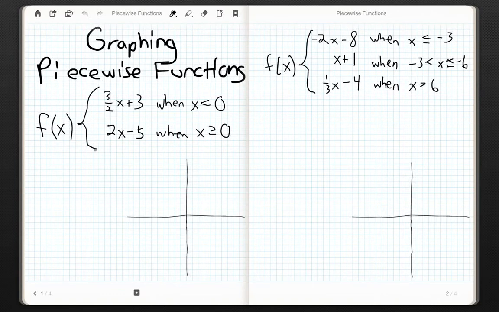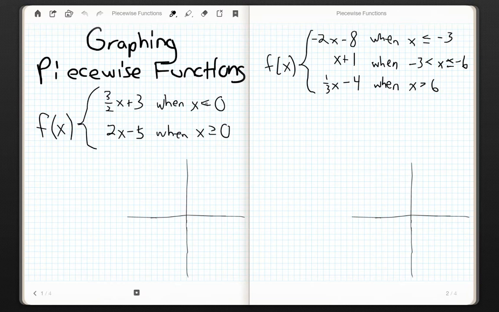Now that we've done quite a bit with piecewise functions, let's go ahead and graph them from scratch. So here we have a piecewise function in function notation, and this one's going to be pretty simple because we have both of our lines starting at where x is 0, and x is 0 right on the y-axis, which means we can just use our y-intercepts.